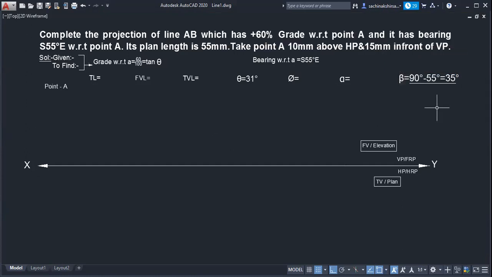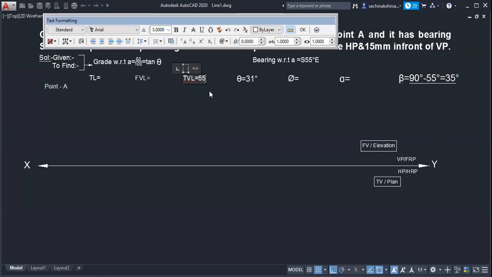So this is beta. Theta is given, beta is given. Have you understood? Very simple, nothing else, there is no rocket science in this. What else is given in the problem? TVL, the top view length, is 55.